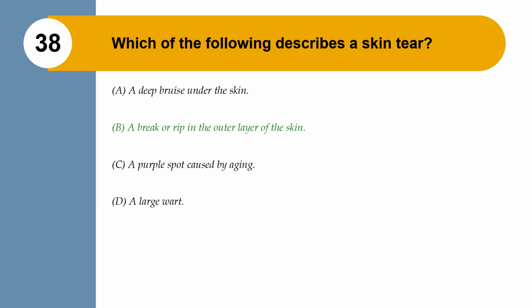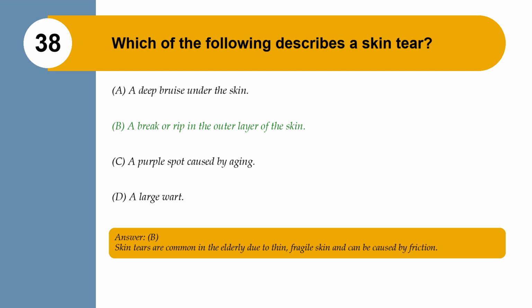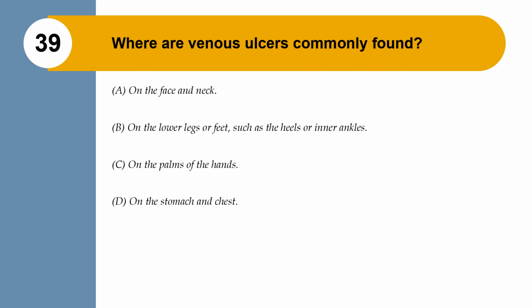The correct answer is option B, a break or rip in the outer layer of the skin. Explanation. Skin tears are common in the elderly due to thin, fragile skin and can be caused by friction. Question 39. Where are venous ulcers commonly found?